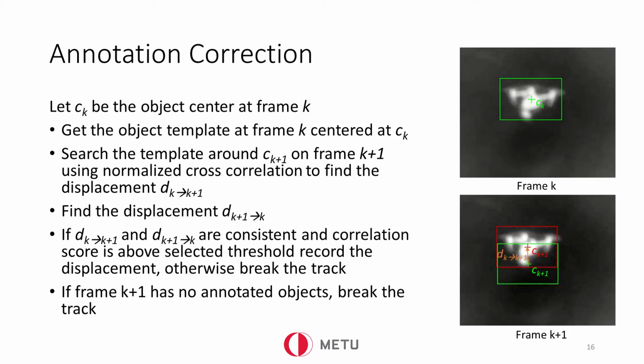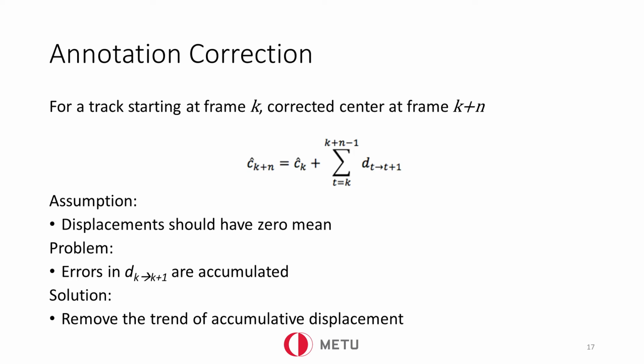If dk to k+1 and dk+1 to k values are consistent and correlation score is above a selected threshold, we record displacement value, otherwise we stop tracking. Again, if there is no object at frame k+1, we stop tracking. If we know corrected object template at frame k, then corrected object template at frame k plus n is obtained with this update. Normally, displacement values should have zero mean.